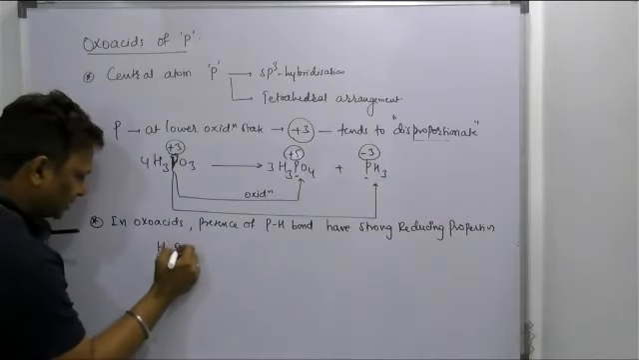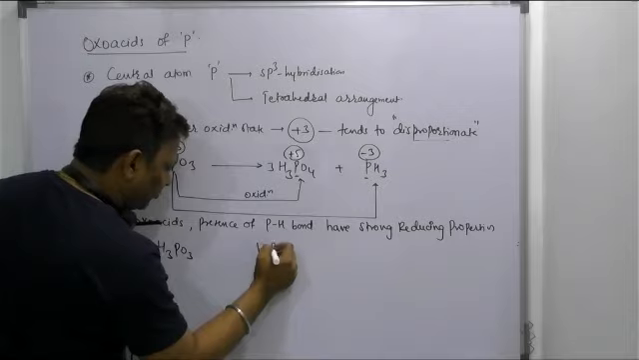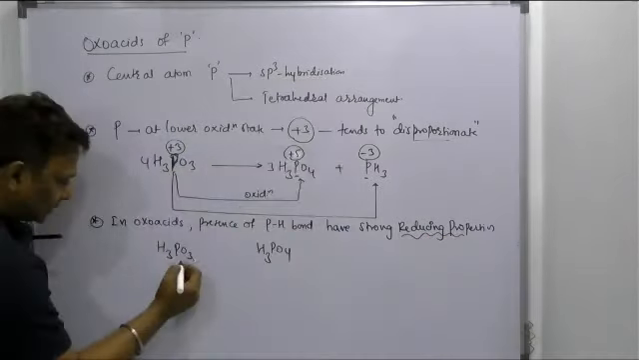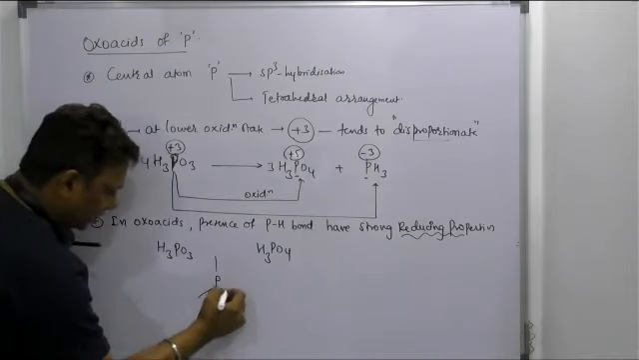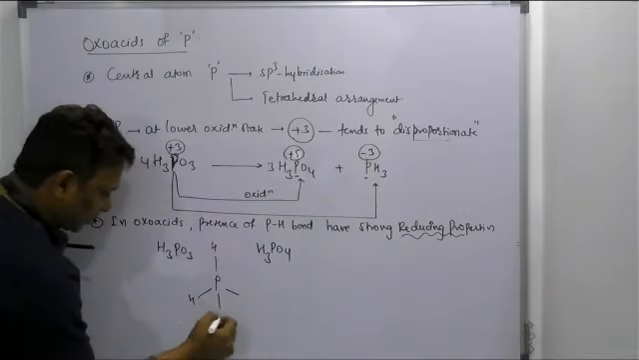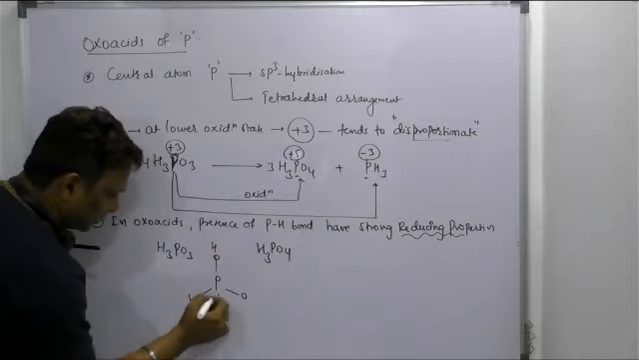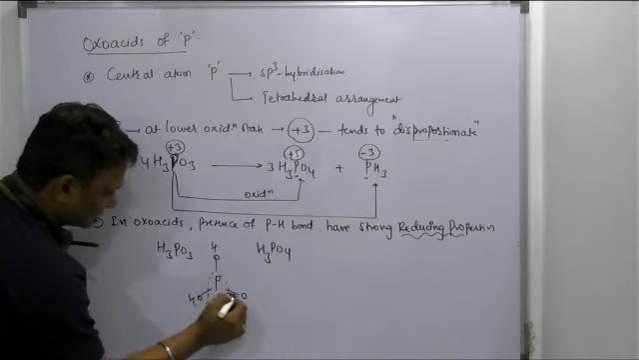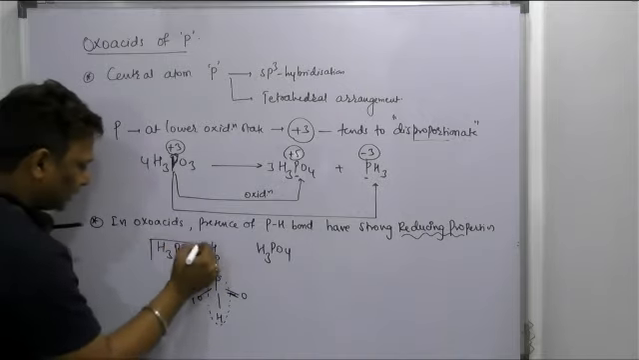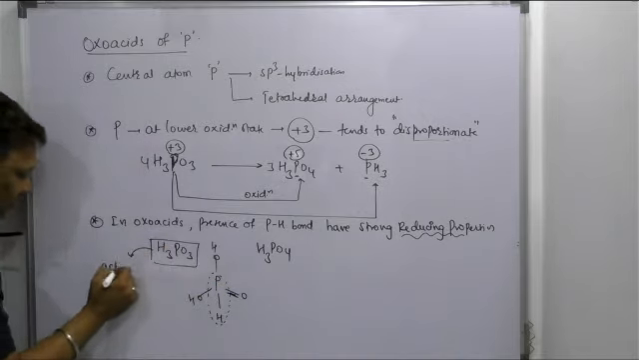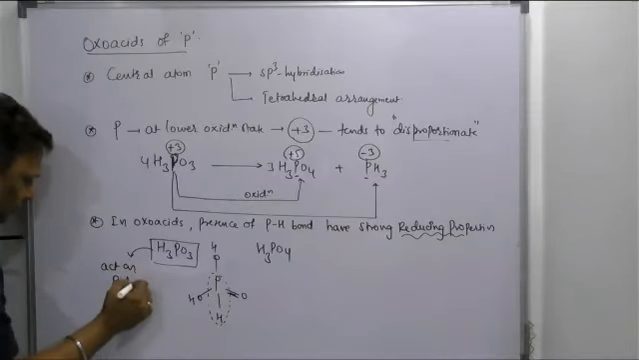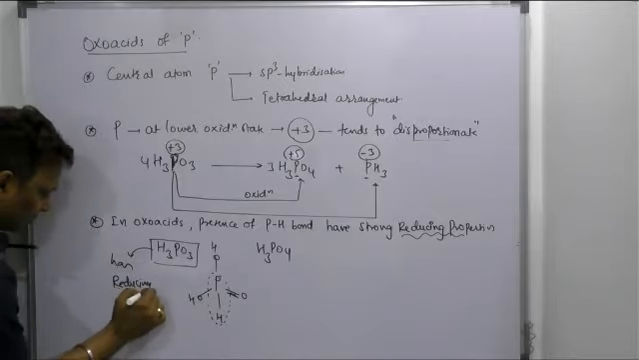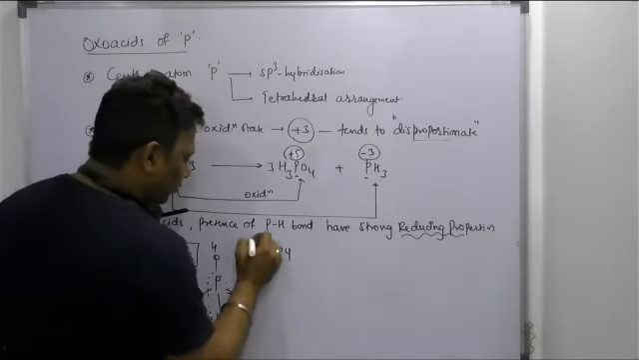They are asking about H3PO3 and H3PO4. Among those, which has the reducing property? I'll explain. The central atom phosphorus must have a tetrahedral arrangement. Hydrogen 3, oxygen 3, and a double bond. So it has the presence of a P-H bond. So this acid, H3PO3, acts as a reducing agent. It has reducing property.